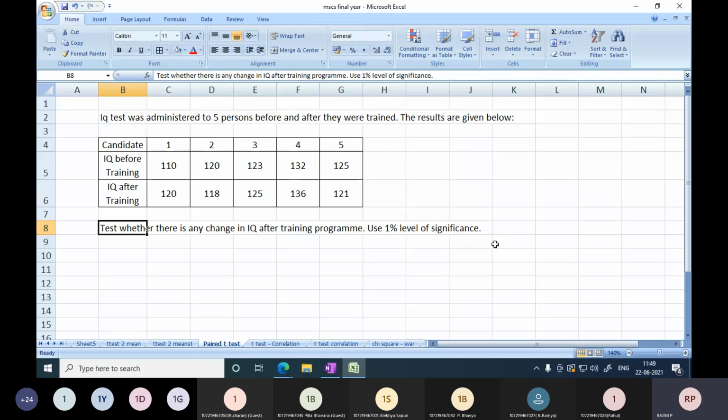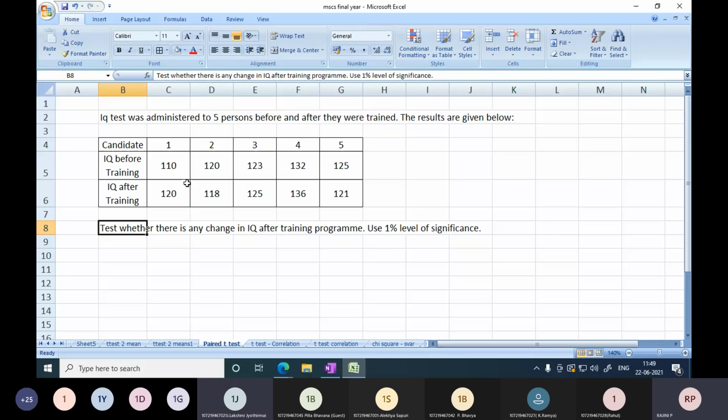This is the question. Which test can be used? T-test for paired samples. Why do we need to use the t-test for paired samples? Two samples are given, less than 30. Also, before and after is mentioned, so we use the paired t-test. If they had taken a different set of samples, can we use the paired t-test?